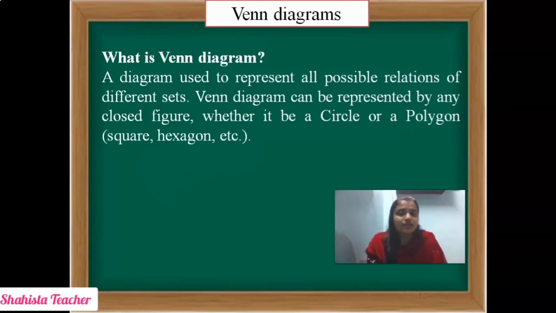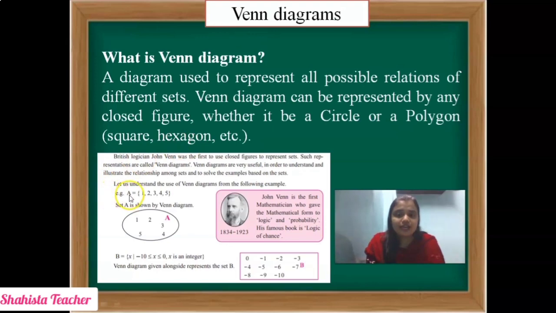For example, if A is equal to {1, 2, 3, 4, 5}, we have to show all these elements, 1, 2, 3, 4, 5, inside a Venn diagram. First we will draw a Venn diagram, this oval, and here we will write A, because A is a set. Set A carries 5 elements, so inside this oval we will write 1, 2, 3, 4, 5. So set A is shown by a Venn diagram. Is that clear? The Venn diagram represents set A.